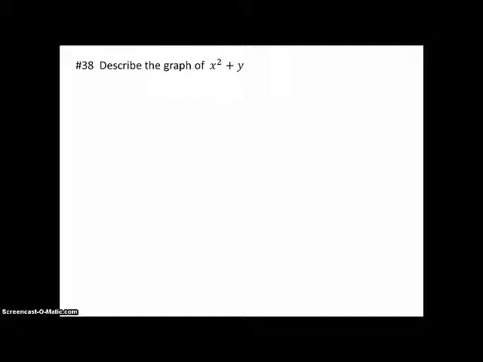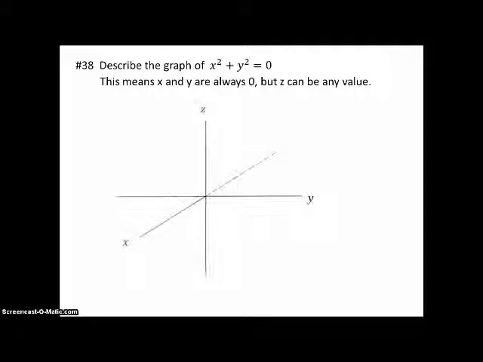38. Describe the graph of x squared plus y squared equals 0. Well, basically what they're doing is they're telling us that x and y are always 0, but since z is not mentioned, that means z can be anything. So this time we have to stay at 0, 0 on the xy plane, but z can be anything. And so x squared plus y squared equals 0 is the equation for the z-axis.